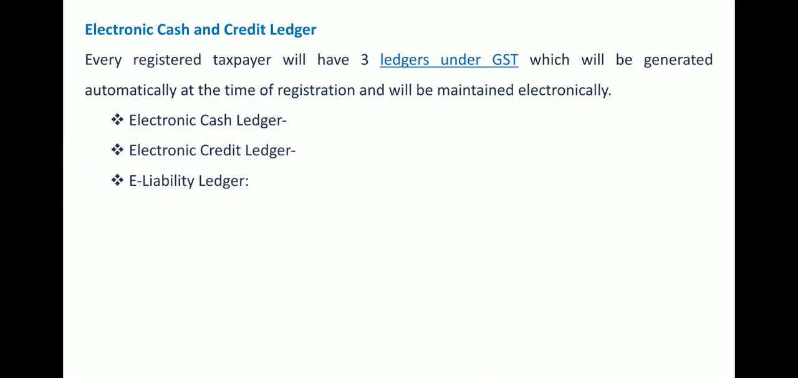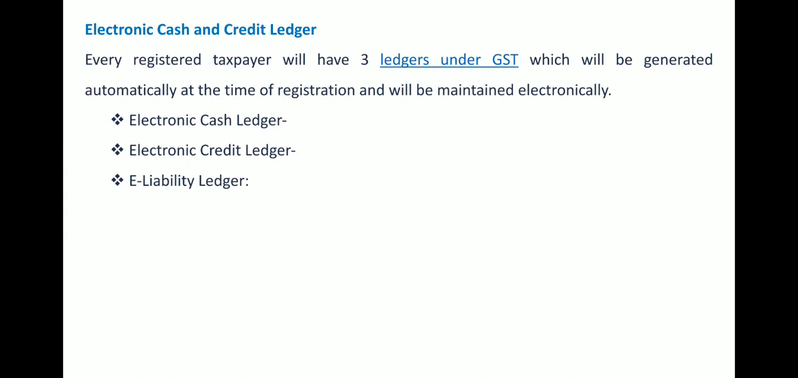The taxpayer will be able to utilize the balance shown in this account only for the payment of tax, not for any payment of interest or penalty and all those things. The amount reflected in the electronic credit ledger can be utilized for payment of only tax, that is GST. In order to pay the GST, you maintain the cash or credit in the electronic credit ledger.